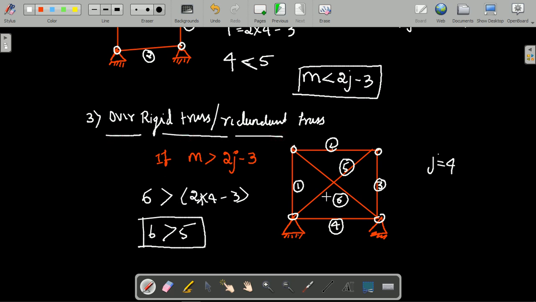Clear? If the number of members is more than required, we consider that type of truss an over rigid truss, and the relation we can define is m greater than 2j minus 3. So that type of truss we consider an over rigid truss. This is the simple classification.